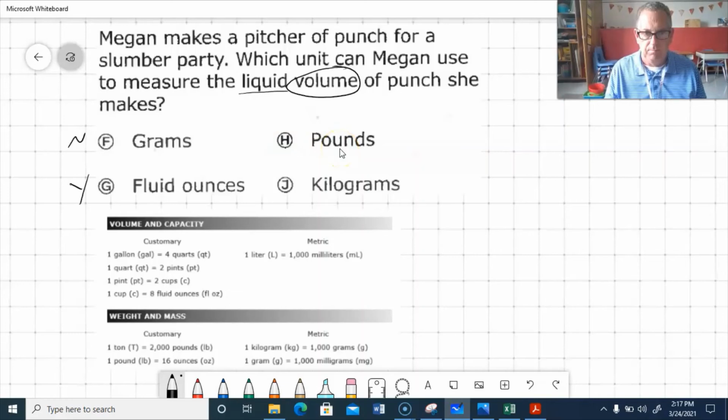H, pounds. Okay, that would be a no also. Pounds falls under the weight category, so I wouldn't use that to measure my volume. And kilograms, could I use that to measure volume? That would be also a no. Kilograms falls under the mass category right here. Every once in a while you'll see kiloliters, which means 1,000 liters, but the correct answer for this, we would use fluid ounces. Answer choice G.